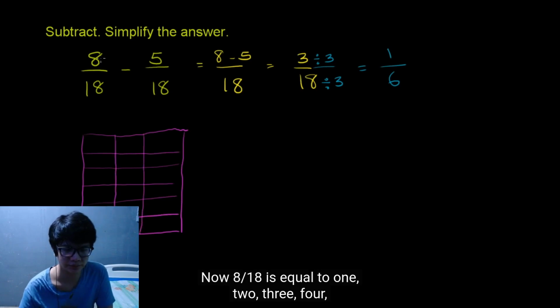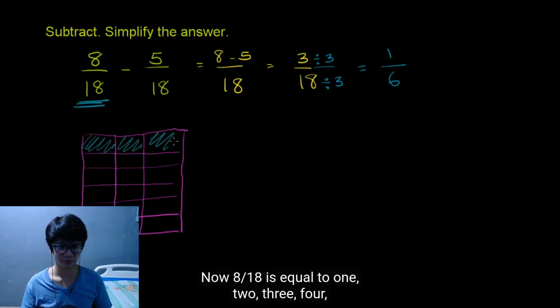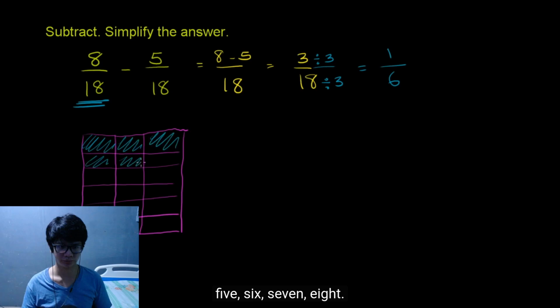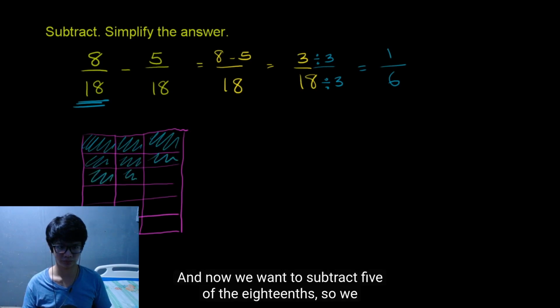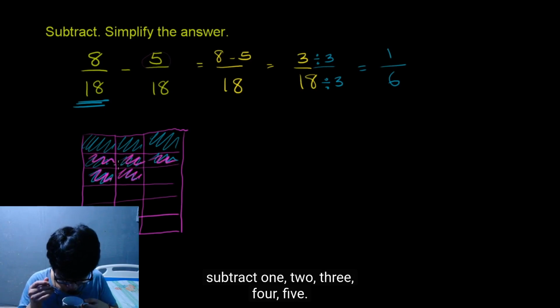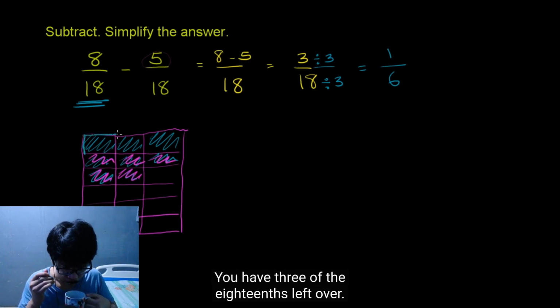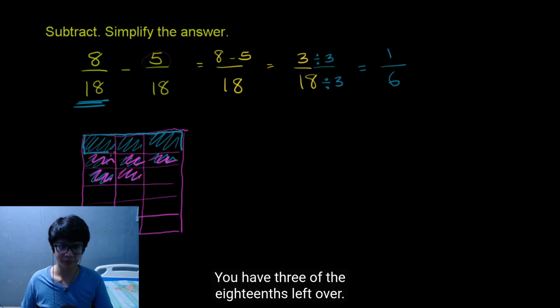So there we go. We have 18 parts. Now 8 over 18 is equal to, let's see, 1, 2, 3, 4, 5, 6, 7, 8. That's 8 over 18. And now we want to subtract 5 of the 18ths. So we subtract 1, 2, 3, 4, 5. Now what do we have left over? Well, we have 3 of the 18ths left over.